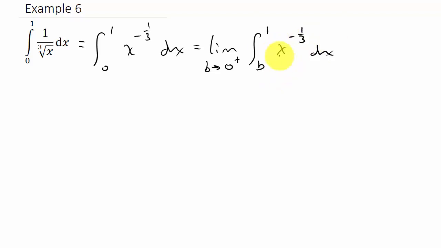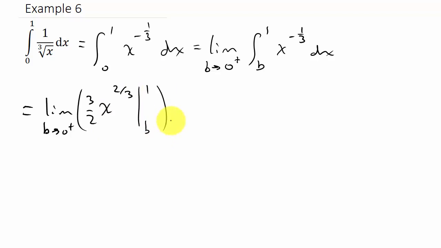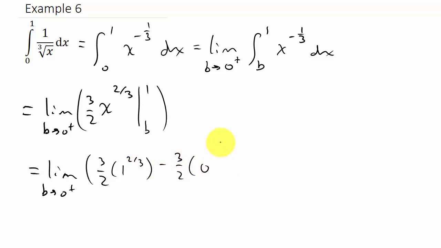Alright, so now we're ready to integrate this. So that's going to be the limit as b goes to 0 from the right. Now when I integrate this, remember you add 1, so that's x to the 2/3, and then multiply by the reciprocal, 3/2, and we're going from b to 1. So now we have the limit as b goes to 0 from the right of 3/2 times 1 to the 2/3 minus 3/2 times b to the 2/3.